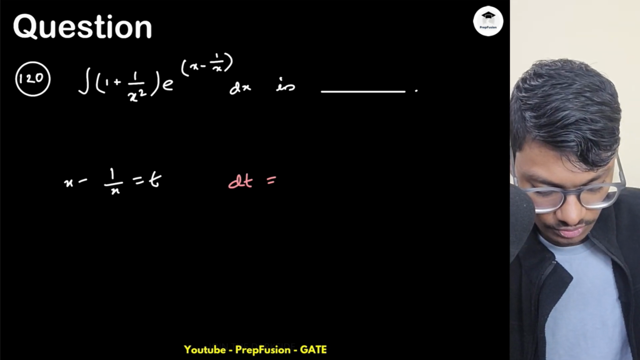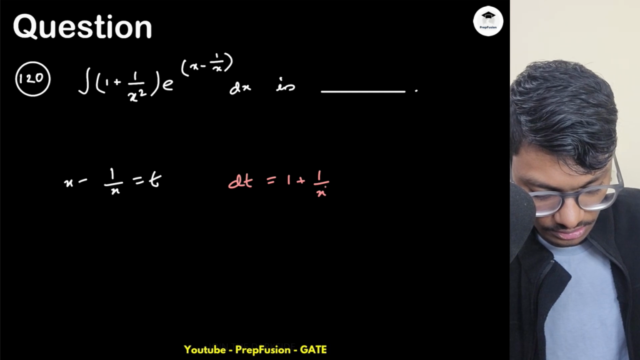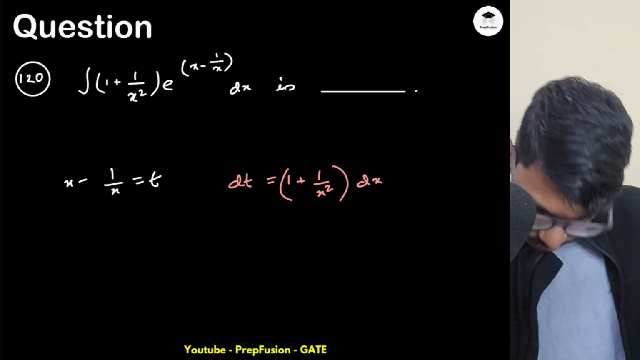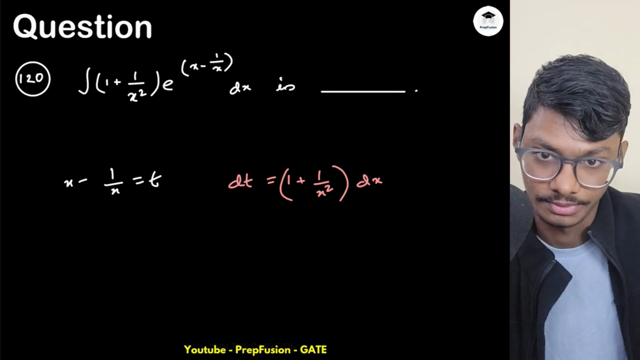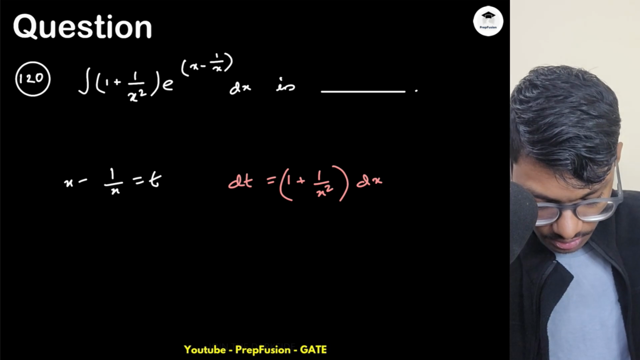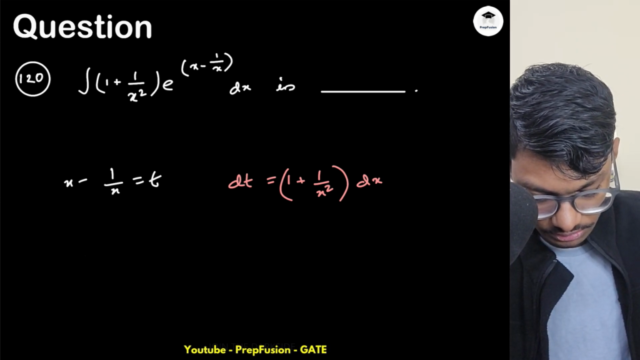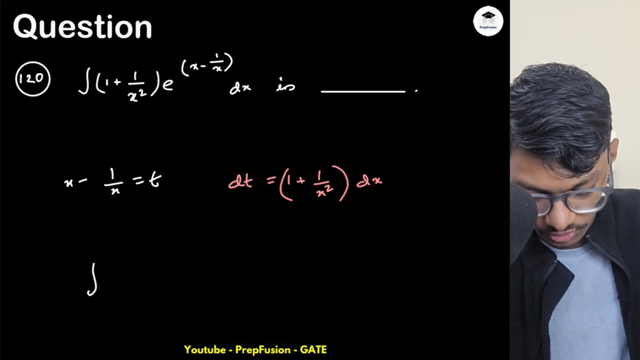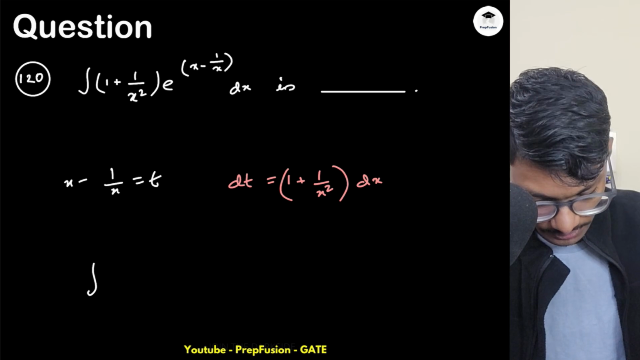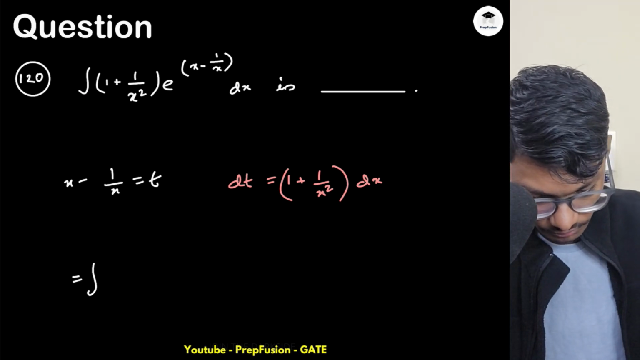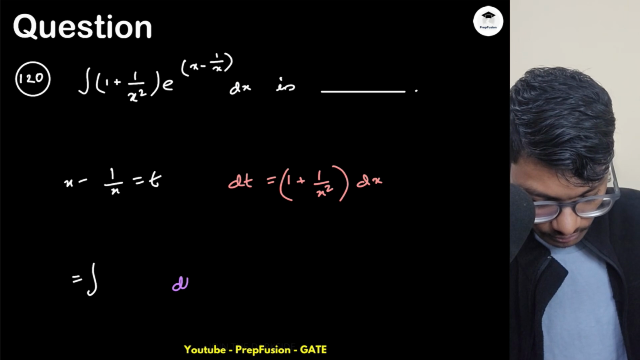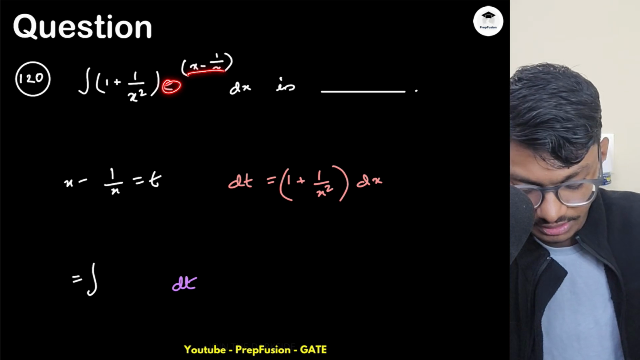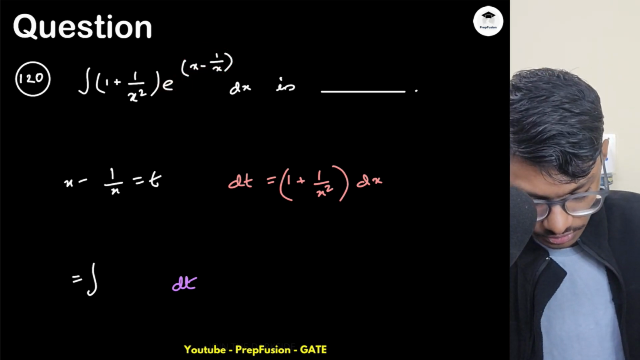So if you write dt equals 1 plus 1 by x square dx, now what will happen? This multiplied with dx equals simply dt, so I replace this with dt, and now this is e raised to the power t. So t, this is equal to t. So this will be e raised to the power t.